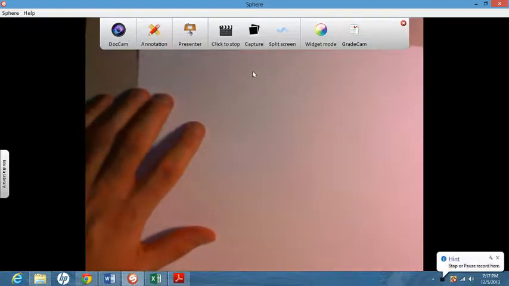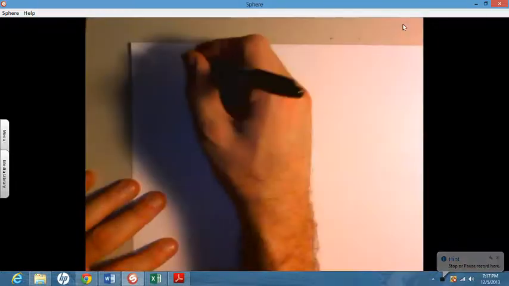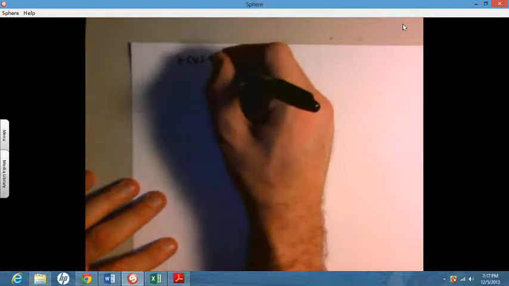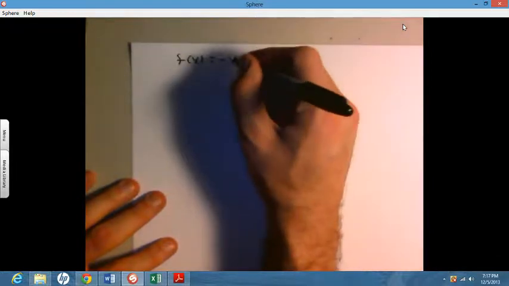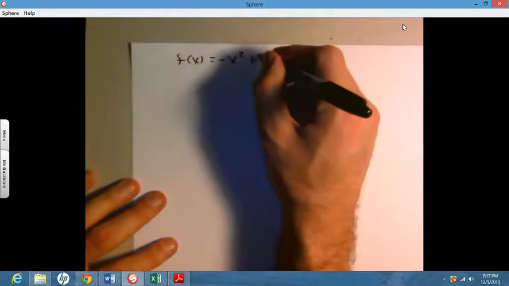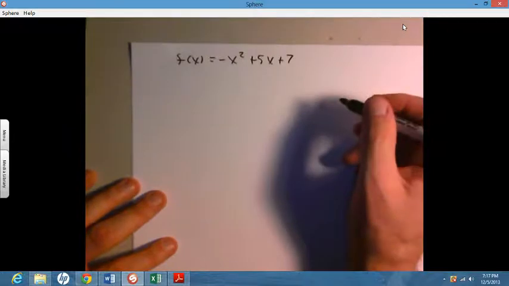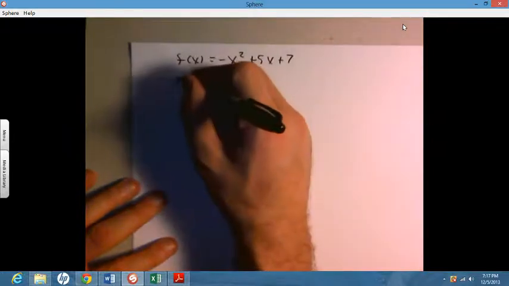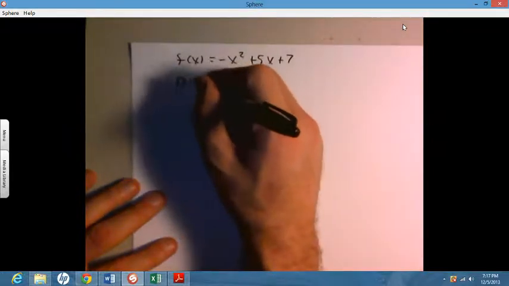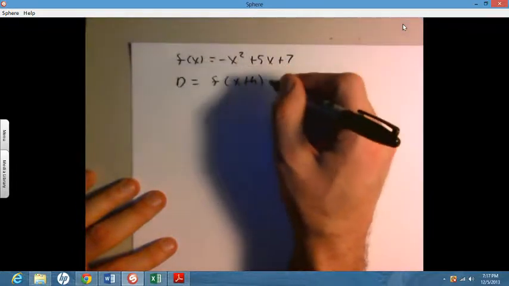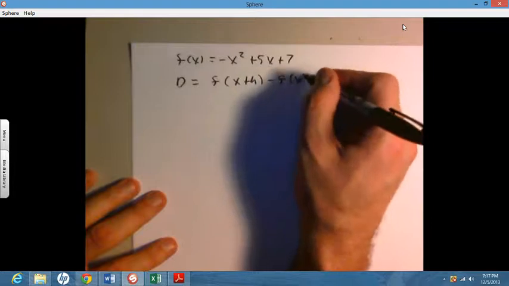Okay, so what we're going to do here is work on the difference quotient for the function f of x is equal to negative x squared plus 5x plus 7. And the difference quotient, of course, is equal to f of x plus h minus f of x, divided by h.